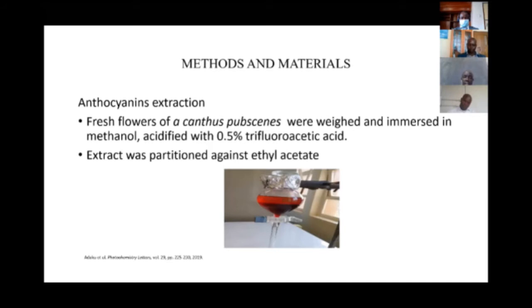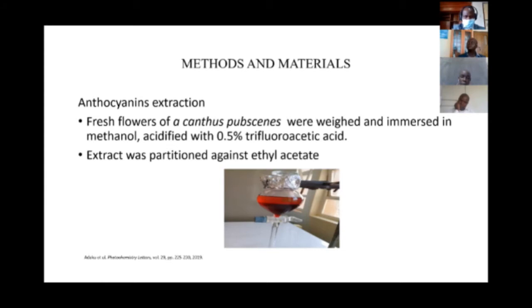Materials and methods. Here, I used fresh flowers of Acanthus pubescens, which were macerated in methanol acidified with 0.5% trifluoroacetic acid, and then partitioned against ethyl acetate. This diagram is an indication of the partitioning process. The upper layer contains chlorophylls, carotenes, and many other pigments which were in the flowers, while the lower part contains the anthocyanins which we were interested in.